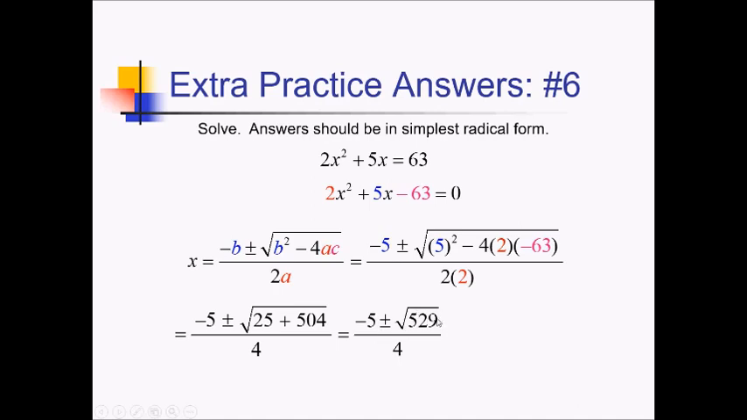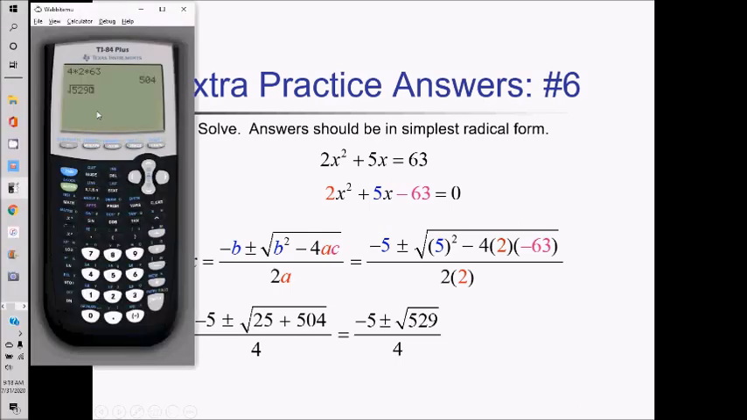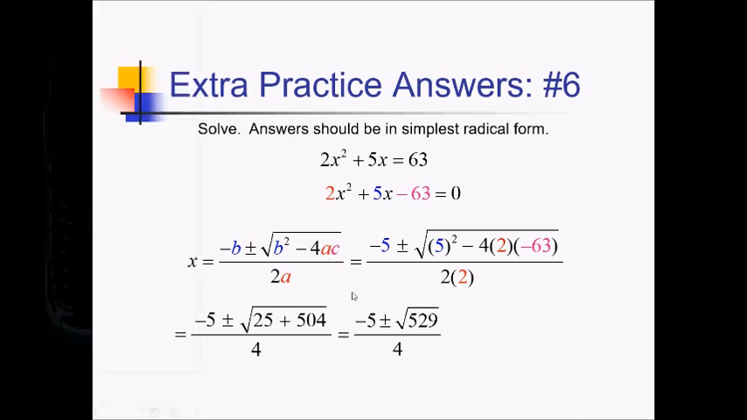And can I simplify that radical at all? Well, let me use the calculator to see if it's already a perfect square. Let's start there. So checking out the square root of 529, that is exactly 23. Well, that works out. So we've got negative 5 plus or minus 23 over 4. Since we can combine negative 5 and 23, that means we actually have to take this one step further and get the actual answers rather than leaving it in this plus or minus form.